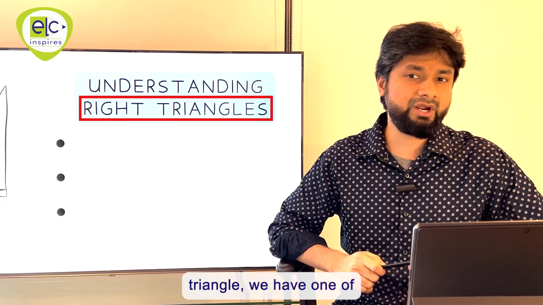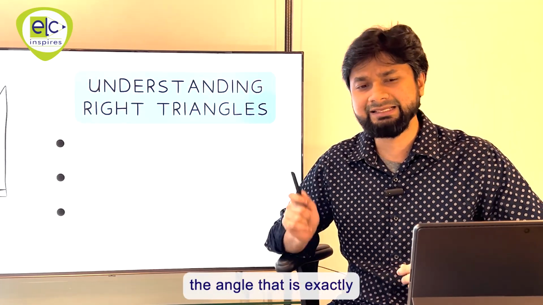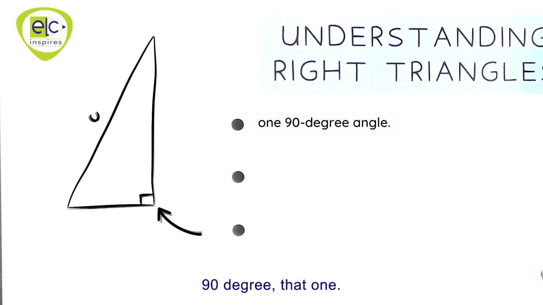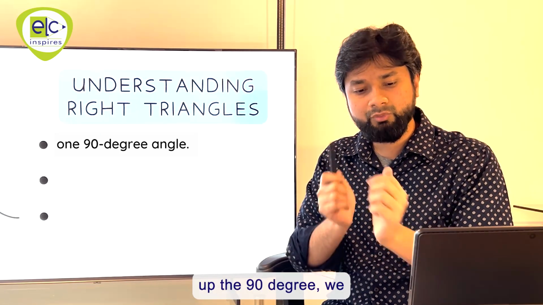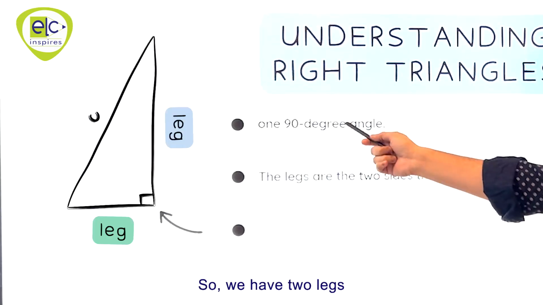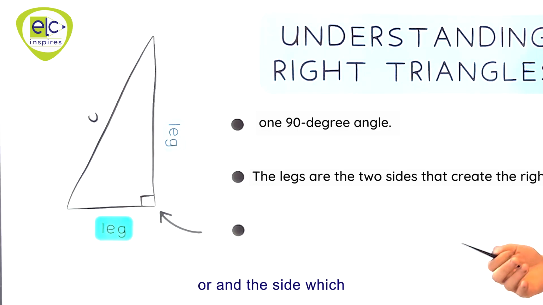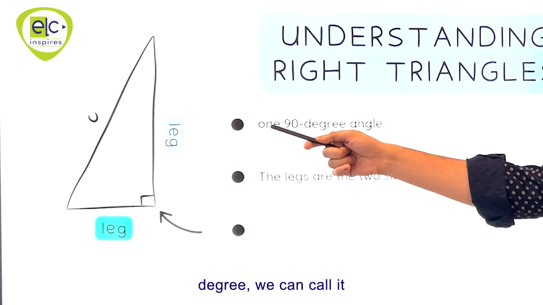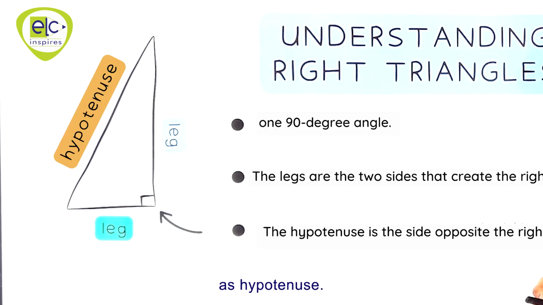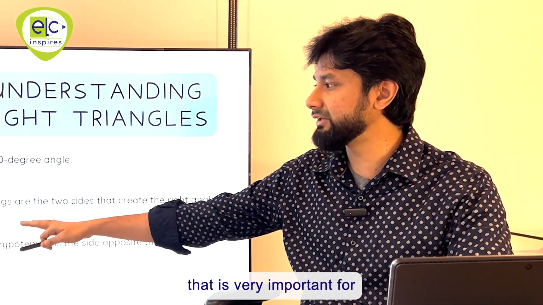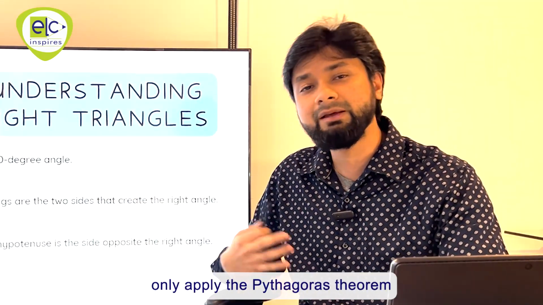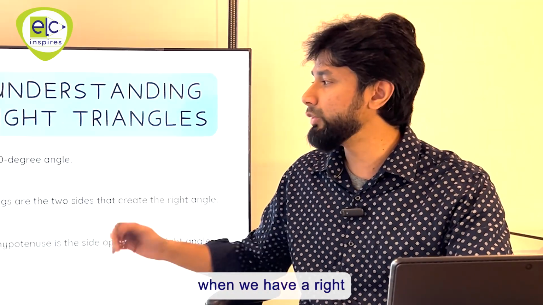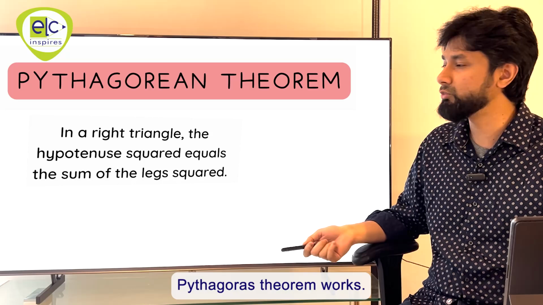In a right angle triangle, we have one angle that is exactly 90 degrees. The sides that make up the 90 degree angle, we call legs. So we have two legs over here, and the side exactly opposite of the 90 degree angle, we call the hypotenuse. These are the three things that are very important before we move to Pythagoras theorem, because we can only apply the Pythagoras theorem when we have a right angle triangle. So let's learn how the Pythagoras theorem works.